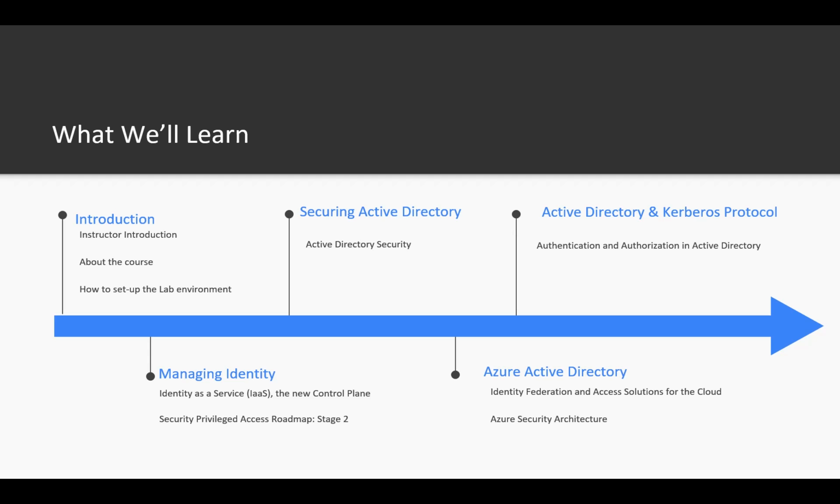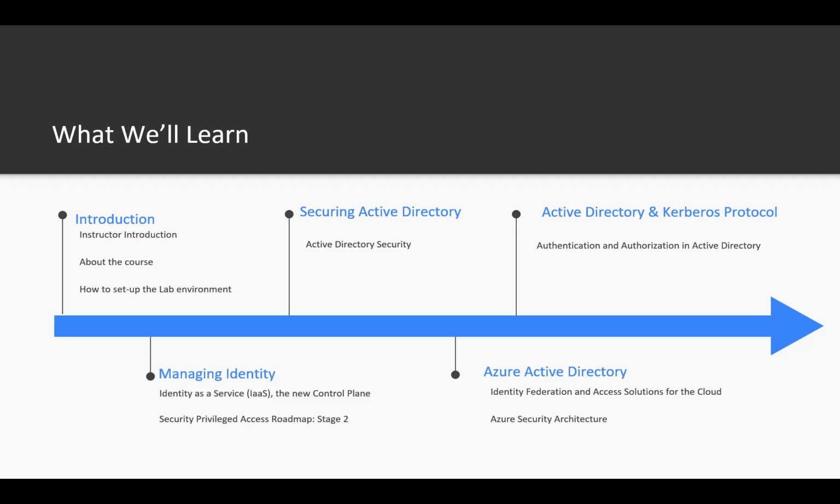Then we have the second section, which you can think of as the first actual section of the course, called Managing Identity. Here we'll discuss identity as a service and the new control plane. And then in the second lesson, we'll get into the security privileged access roadmap stage 2. Then we'll have the third section called Securing Active Directory, with one big lesson called Active Directory Security, in which we'll cover a lot of topics.